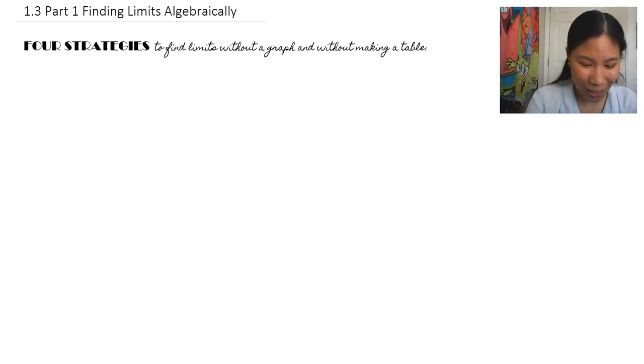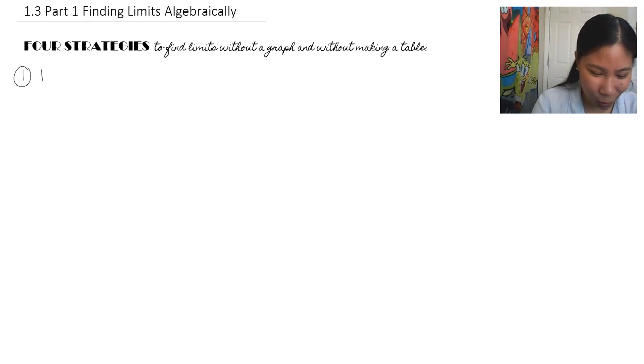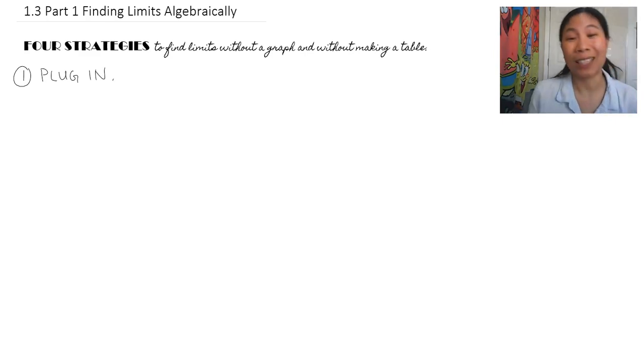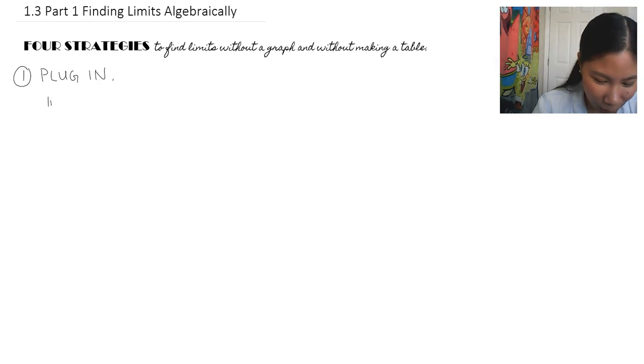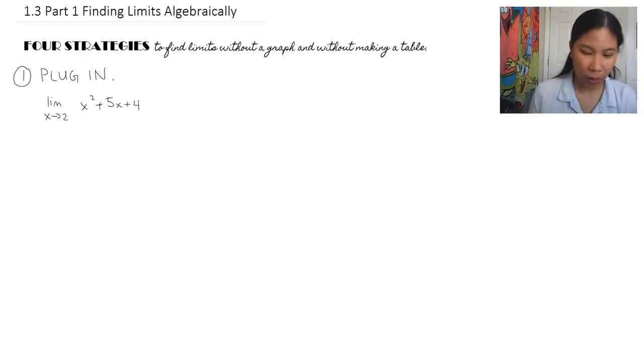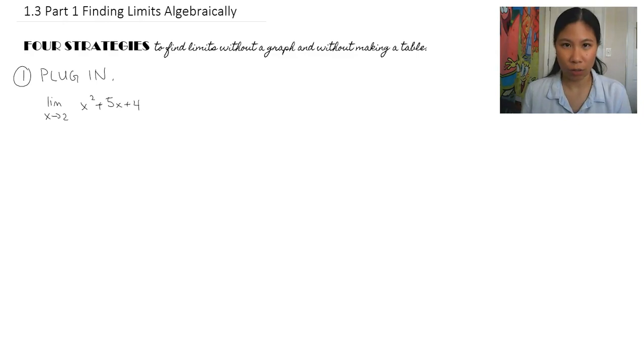So the first strategy is the easiest one. It is just straight up plug it in. But this doesn't work all the time. That's why there's 4 different strategies. So plug in just means that if we have some limit that we're trying to find, let's just say the limit as x approaches 2 of x squared plus 5x plus 4, you can just plug in what the x value is and then find the limit.